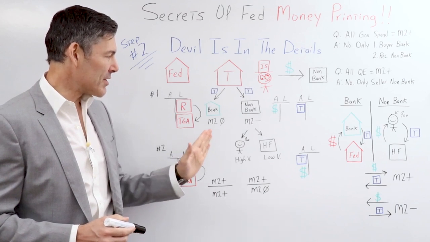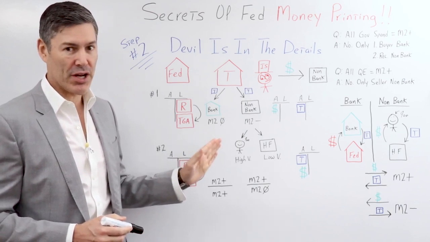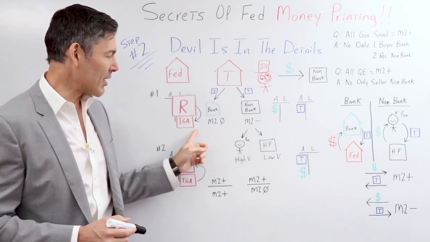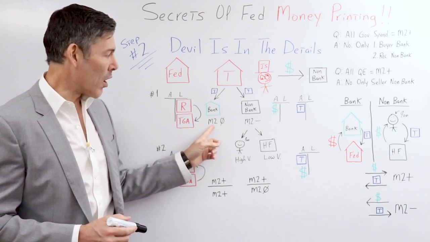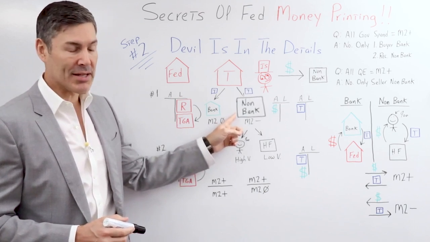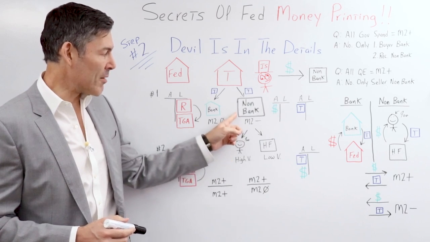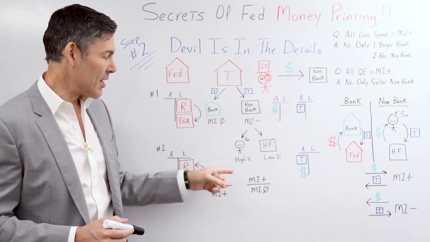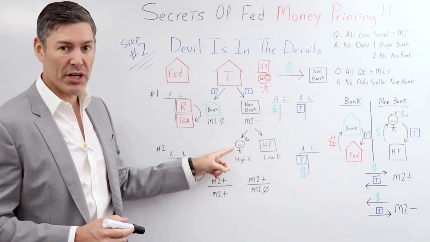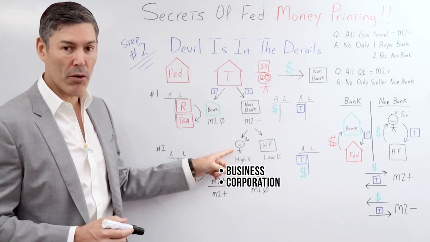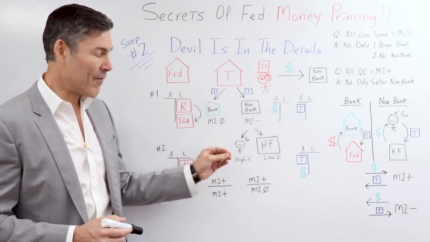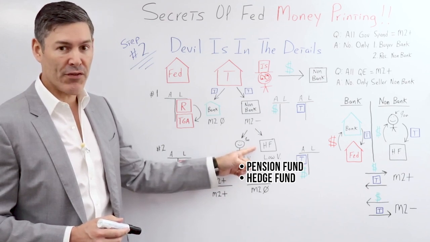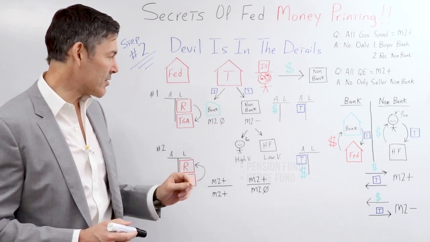So now we have to decide who is buying the treasuries. Is it going to be the banking entities that most likely have an account with the Fed? Or is it going to be the non-bank entities? And even when we get into the non-bank entities, we have to go into further detail and ask ourselves, is it an average Joe and Jane, maybe a business, a corporation, or is it a financial institution like a pension fund or a hedge fund? We'll get into why in just a moment.